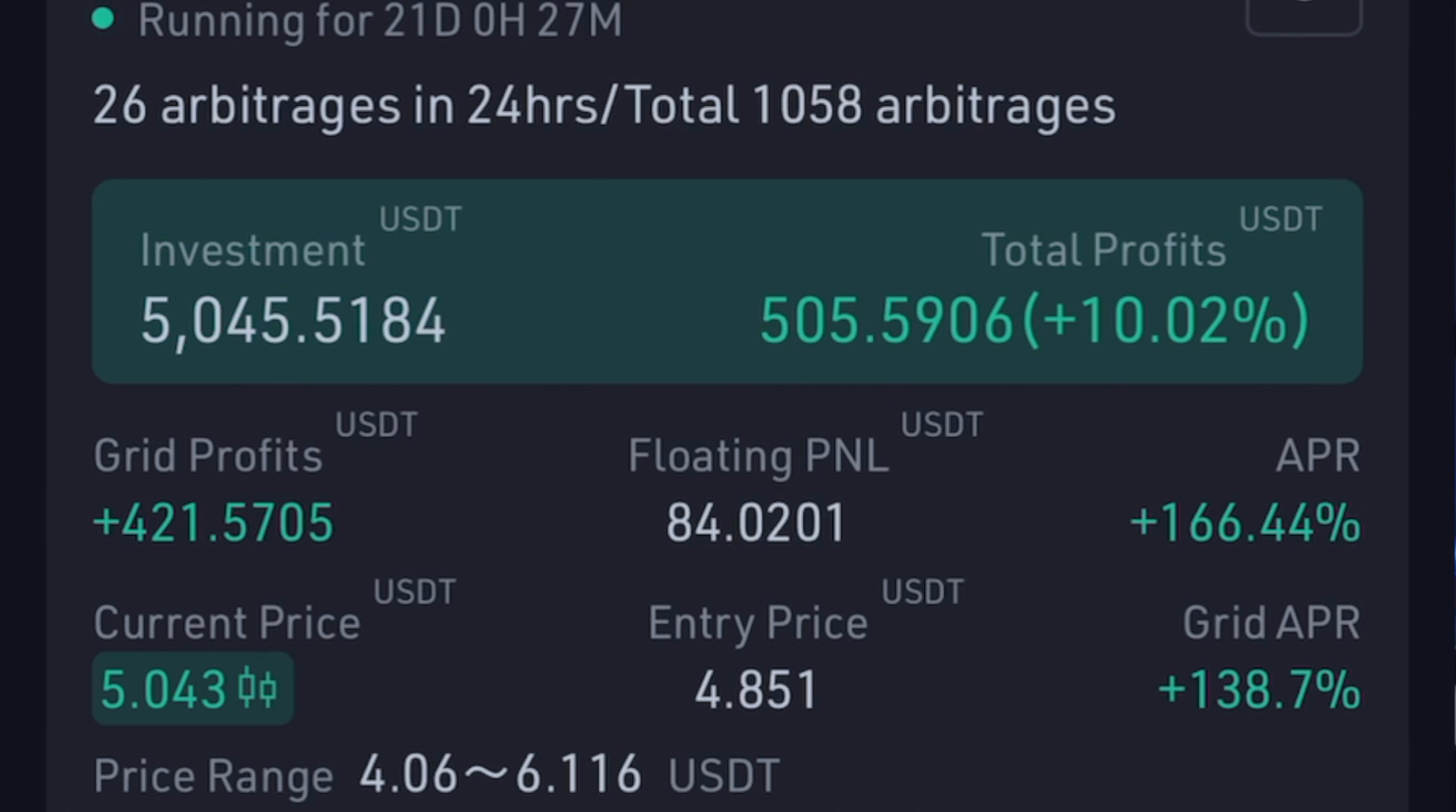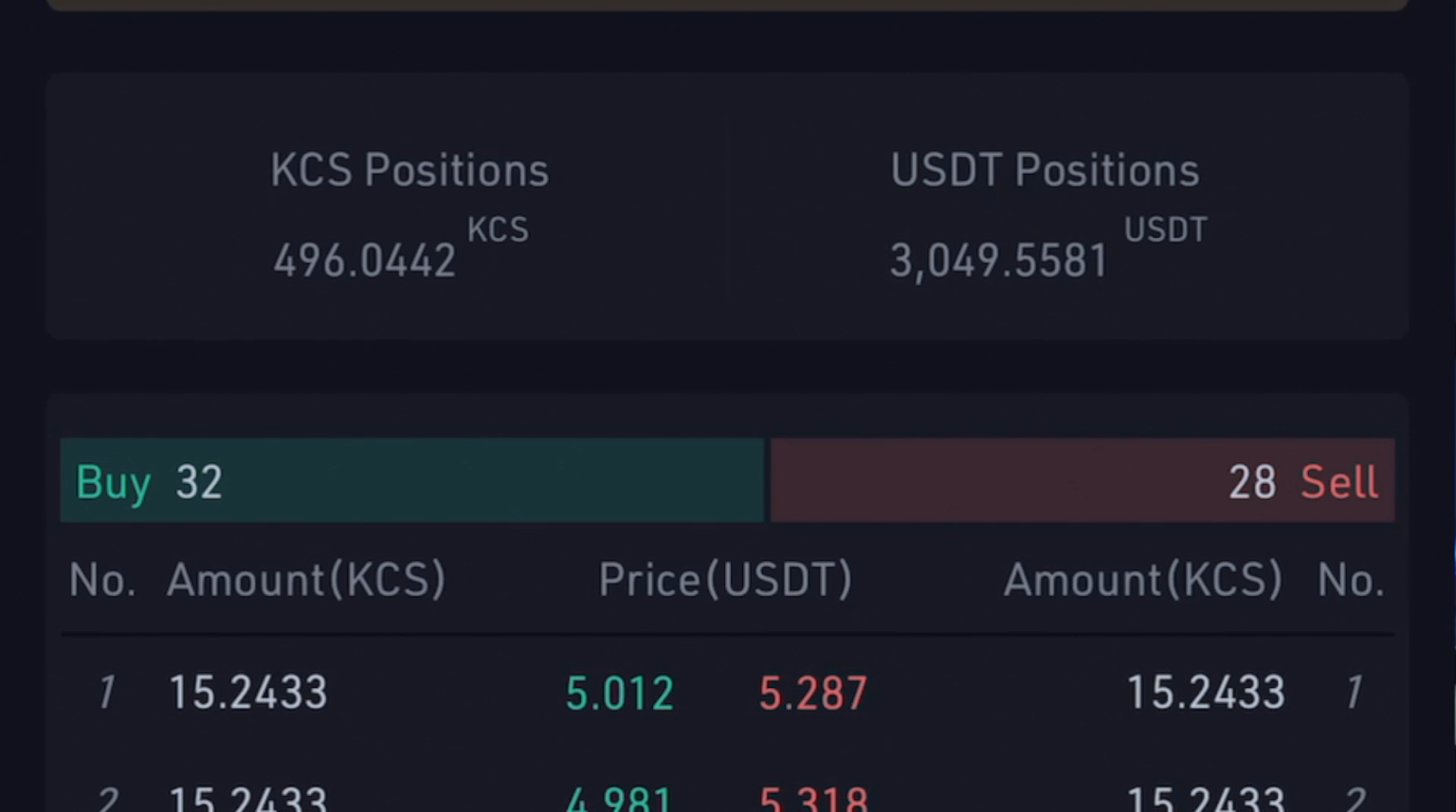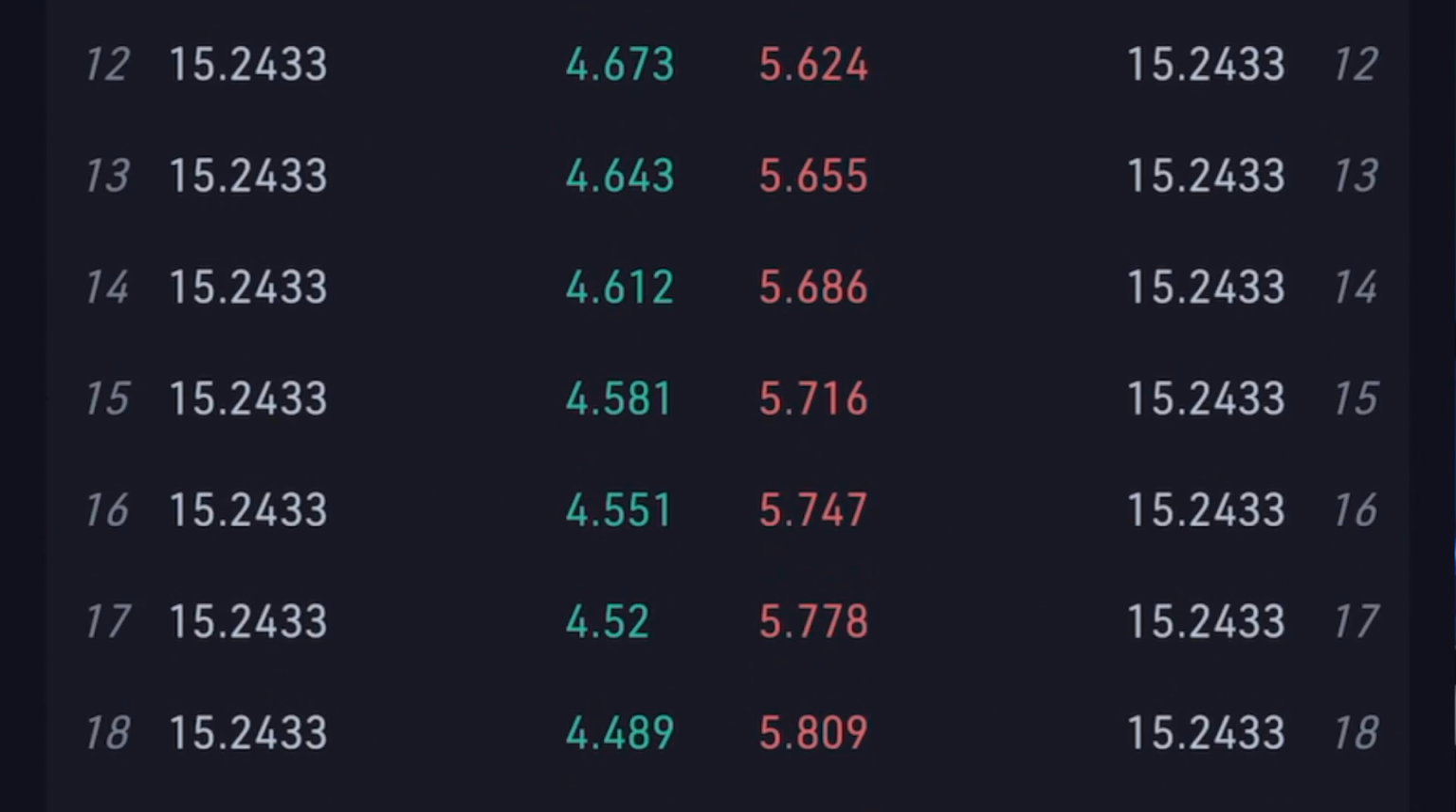And now let's look at the order details. When we look at the order details, you will see that we have 496 KuCoin and we have 3,049 USDT. As of right now, we have 32 buy orders and 28 sell orders. When we scroll down, you can see them.